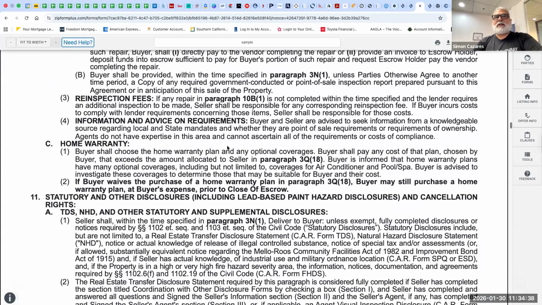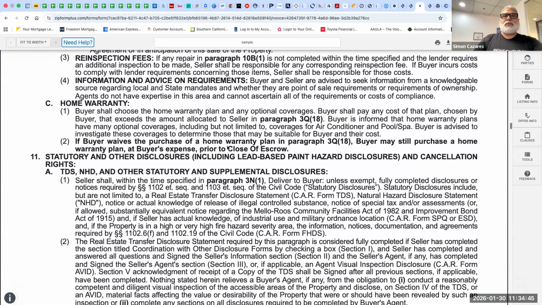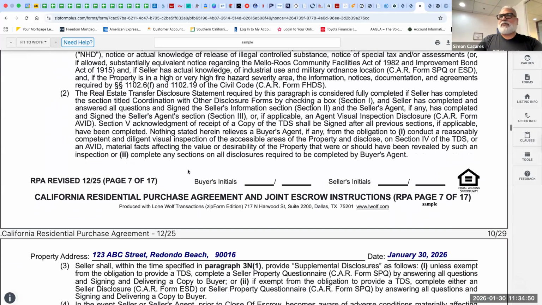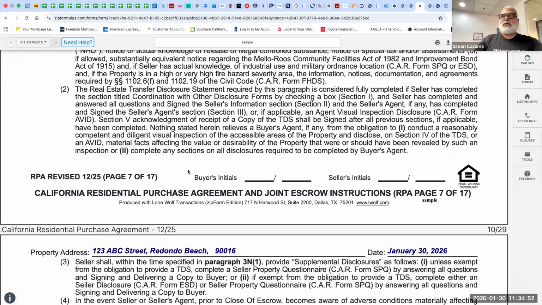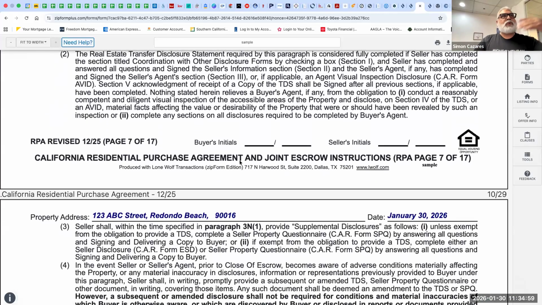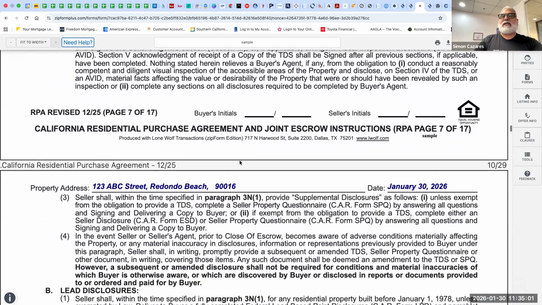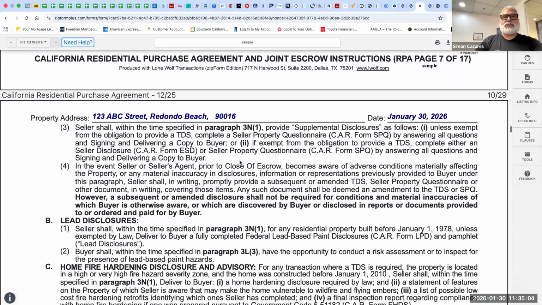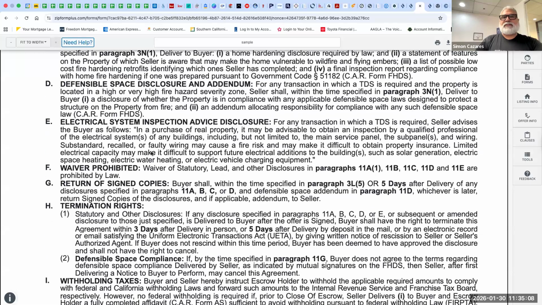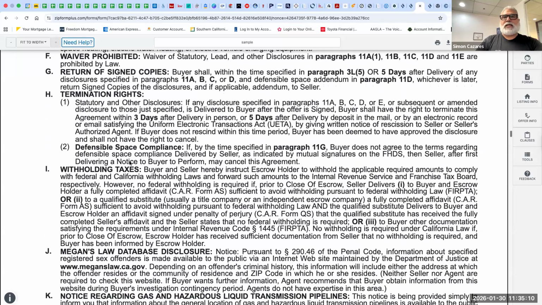Inspections and all that, who is responsible? If the buyer is doing any additional re-inspections, then it's the buyer's responsibility to pay any additional re-inspection fees. Warranty, we talked about. Statutory disclosures like your NHDs, your lead-based paints, your TDS, your SPQs. Again, we'll go into greater detail in future classes so that way you get an understanding of all the disclosures. Lead-based paints, as I stated, systems of inspections and disclosures, termination of rights.